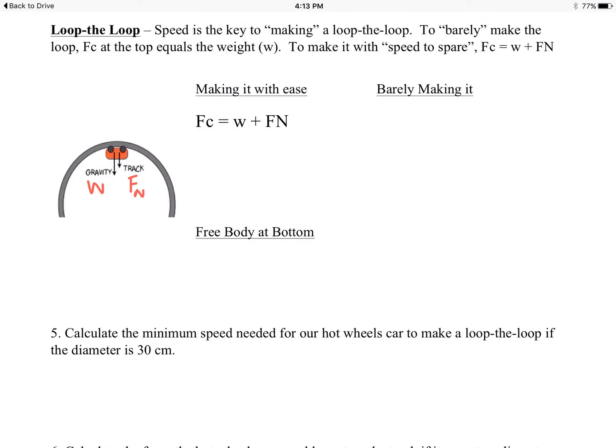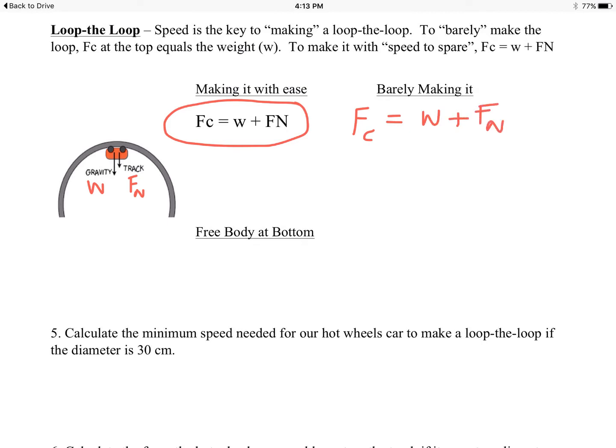The centripetal force, when you make it with ease, in other words you have excessive speed, is the net force. The net force is always in a circular motion towards the center of the circle. It's just the sum of these two forces because they're in the same direction. Now, the same thing applies when you just barely make it. You have essentially F sub c equals W plus F sub n.